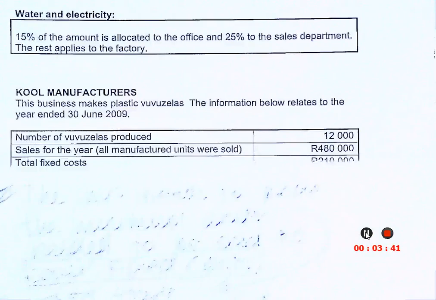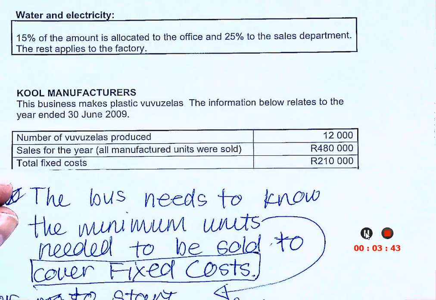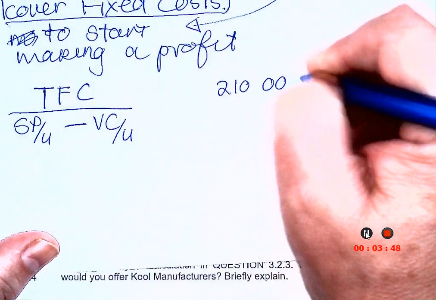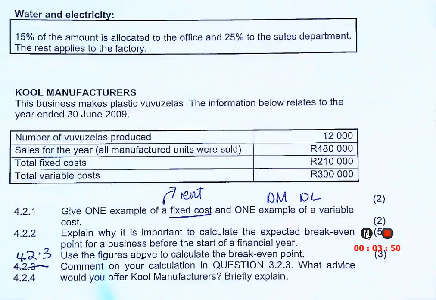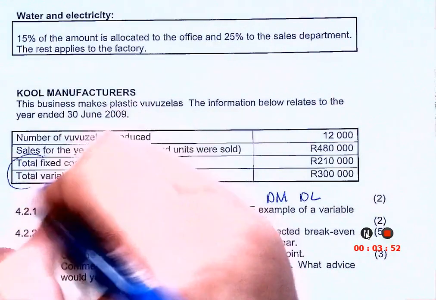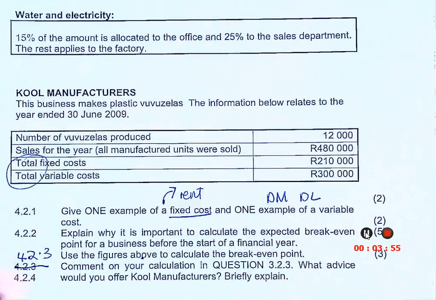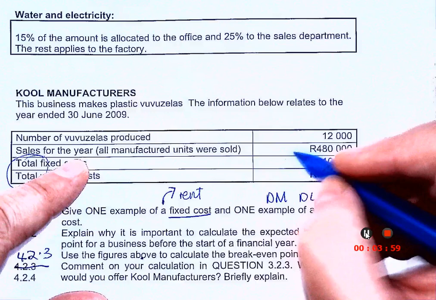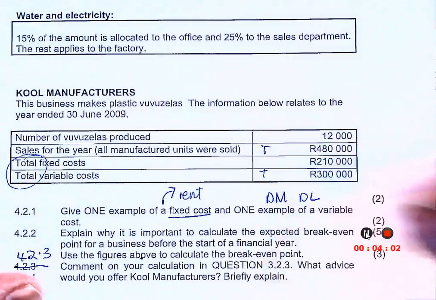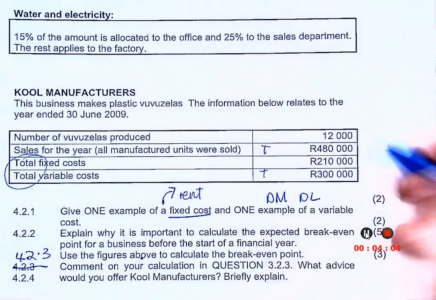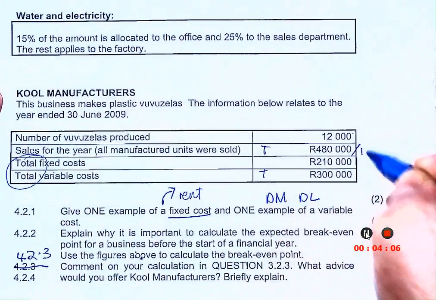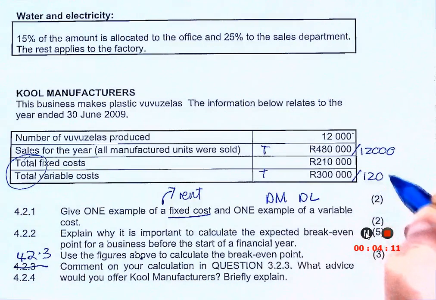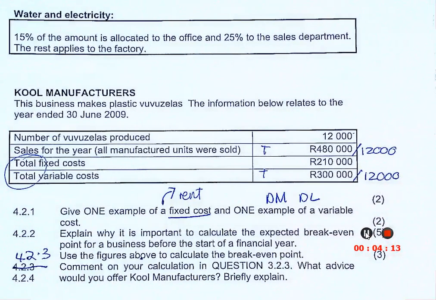Here we go. So, the total fixed cost is 210. Now, can you see they don't give me the selling price per unit, they give me the totals. The total variable cost and the sales for the year. This is all totals. So how do I get per unit? I divide by the units produced. You see? Can you guys see that?